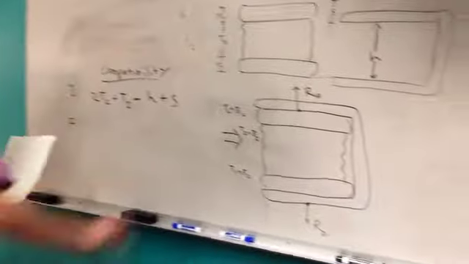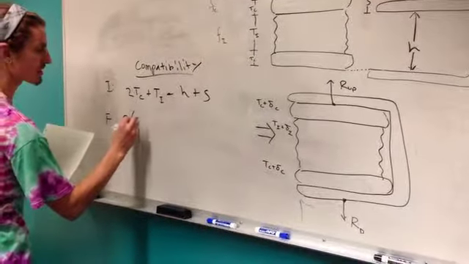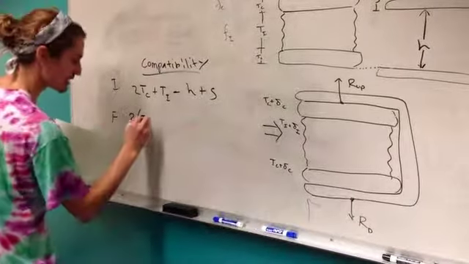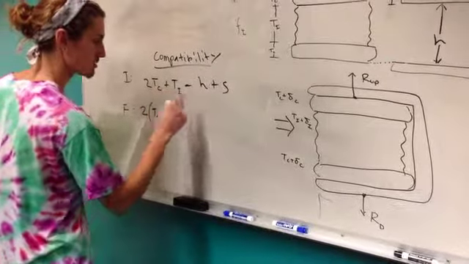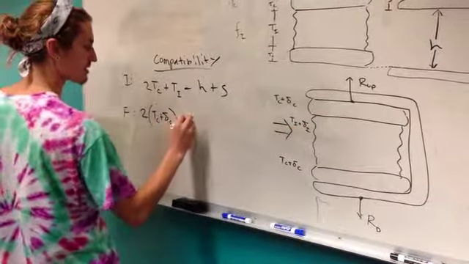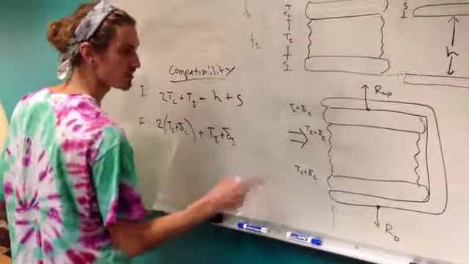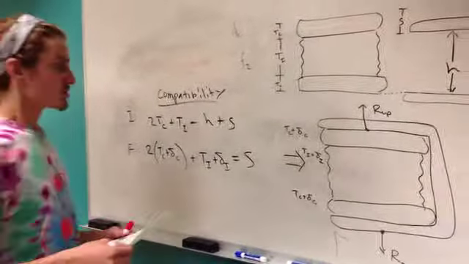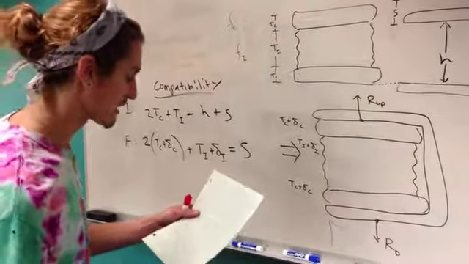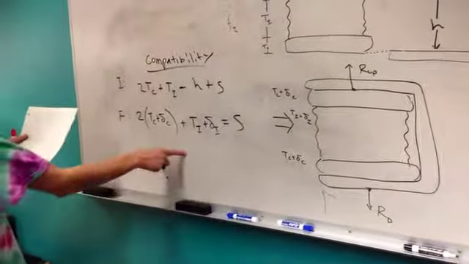At the end, when the cookie is in the insulated box, 2 times the thickness of the cookie plus delta C, the change in thickness of the cookie, plus the initial thickness of the ice cream, plus its change, delta I, must equal S. So from these equations, we can combine them and plug in the values of delta I and delta C into here.